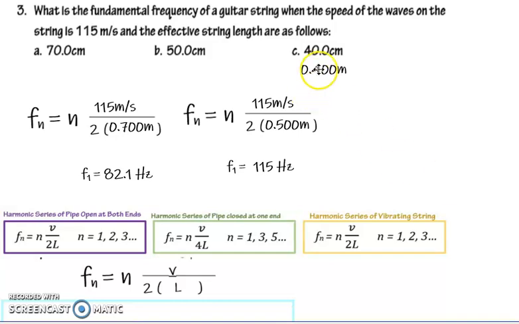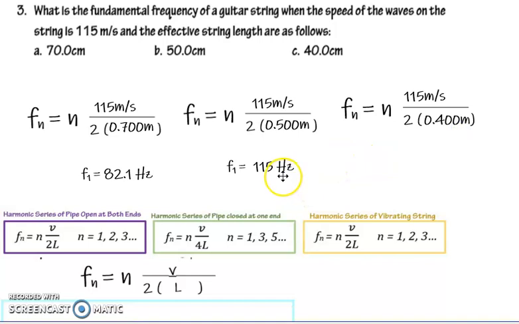Now I'm going to figure out the fundamental frequency at 0.4 meters. Here we go, with the same exact string speed. But now we're doing it at 0.4 meters, so it's going to be a little bit less than this one over here. When I put that into the calculator, I get a value of 114 hertz. Make sure that you can get those values with your calculator.